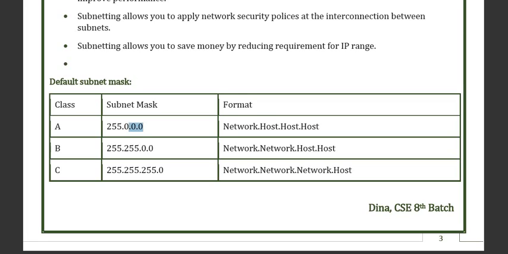That means 255 is the consecutive ones, which is for the network section, and the three zeros are for the host section. In class B we have two network sections, that means two 255s and two zeros, meaning two host sections. And lastly, in class C we have one host section and three network sections, that means three continuous 255s.